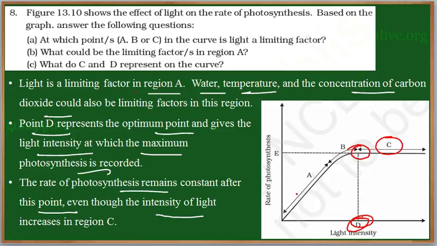So in this question, we learned at which point A, B or C in the curve light is a limiting factor. Since the photosynthesis rate is least at A, it is a point where light can be a limiting factor. And the other reasons for limiting the rate of photosynthesis could be water, temperature, concentration of carbon dioxide and other things. And D represents the light intensity at which maximum photosynthesis has taken place.